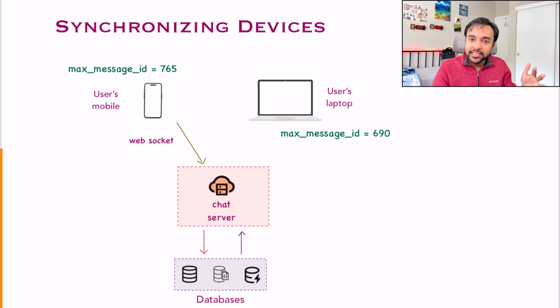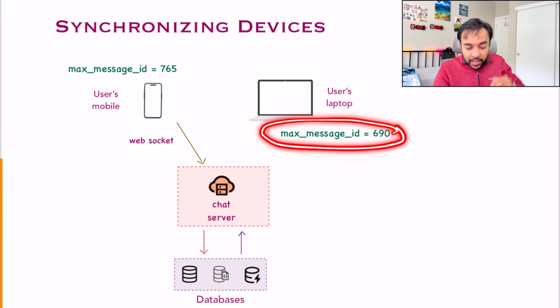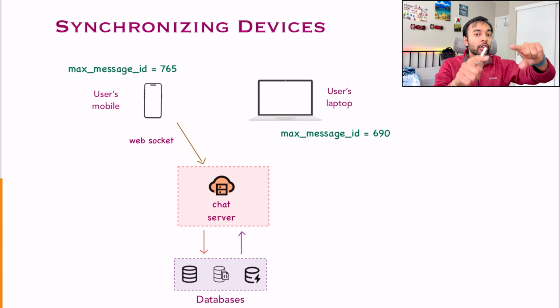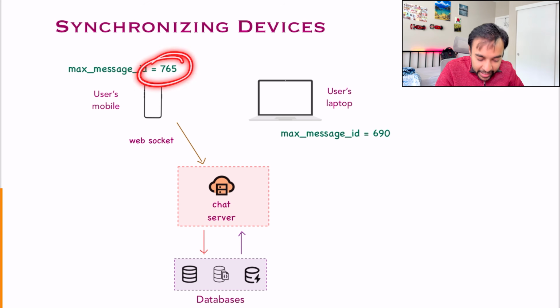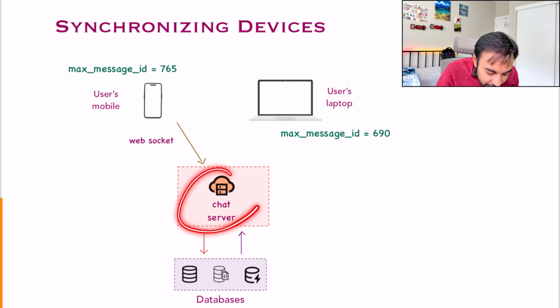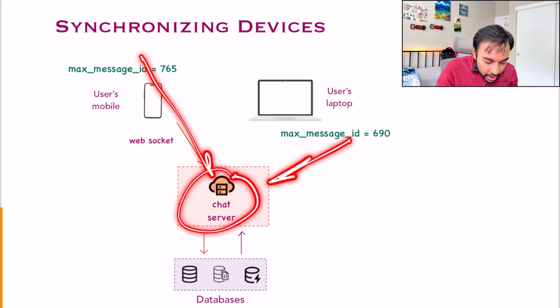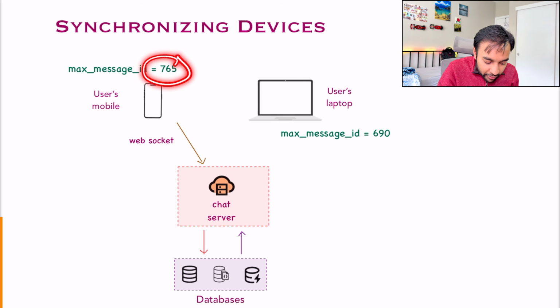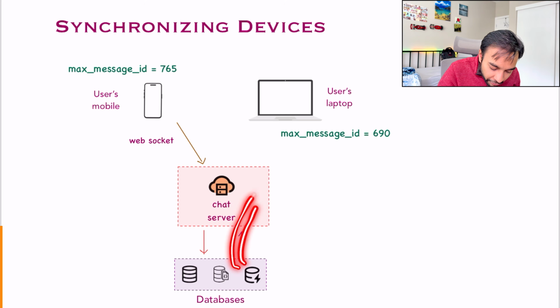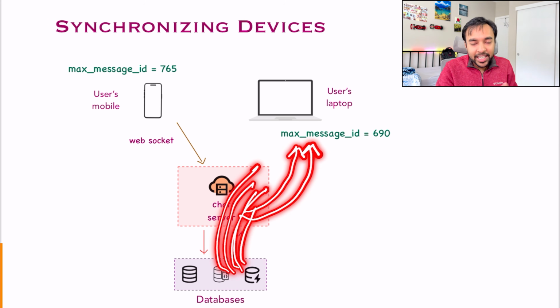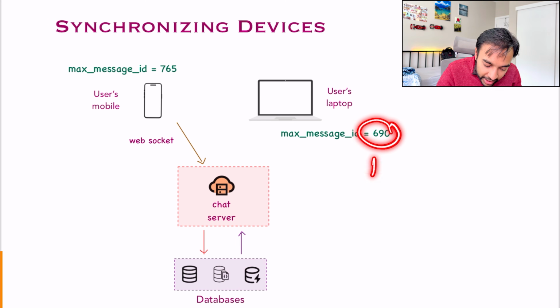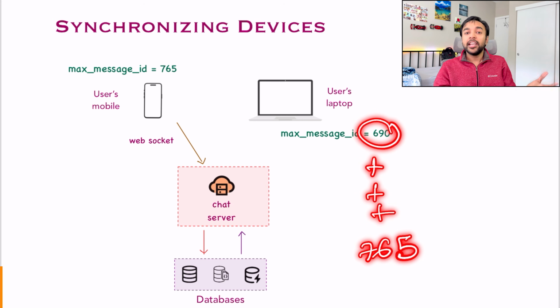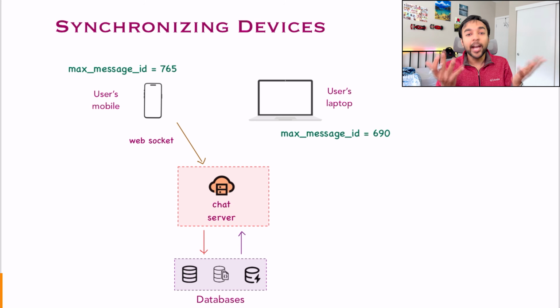And now you can understand. Let us say on your laptop, the maximum message ID that you have was just 690. So what does that mean? It means there is a certain gap of messages. This chat server knows about both of these. So now you know, okay, I was at 765 on my mobile. So now you will start fetching all of the remaining messages one by one, and they will reach your second device. And this counter will keep on updating until it reaches 765. When your client is open, it will say that, okay, both of the devices are now up to date.